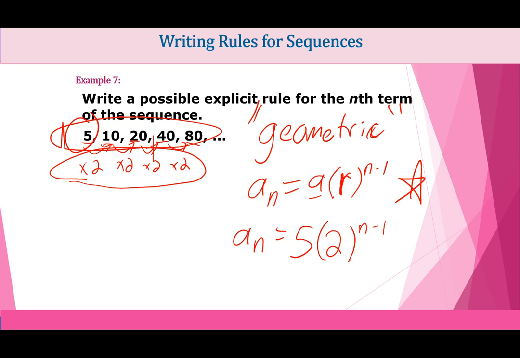Now, how I'd use it would look like this. Let's say I want to know what the 12th term would be. So remember, this is just saying the 12th term equals 5 times 2, and then I plug in the 12 for n, so 12 minus 1, which is 2 to the 11th power. And you would calculate that out, and that value would be the 12th term.